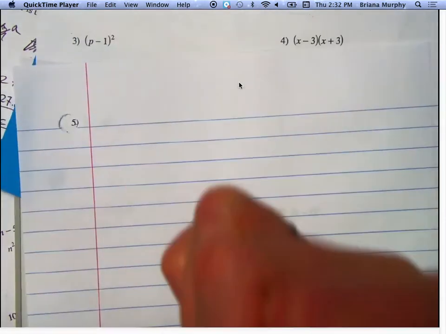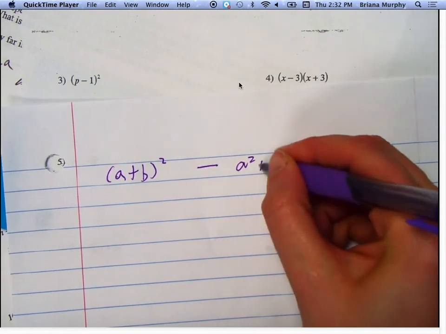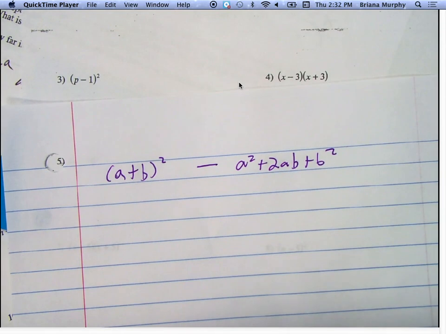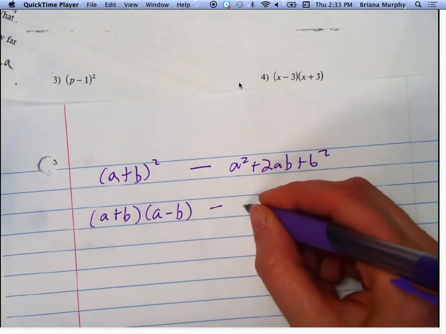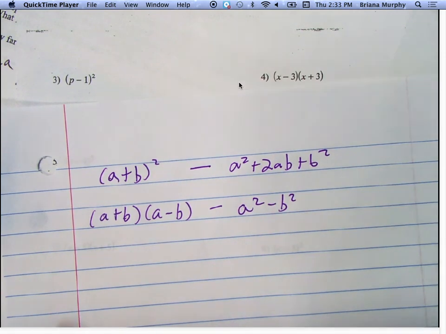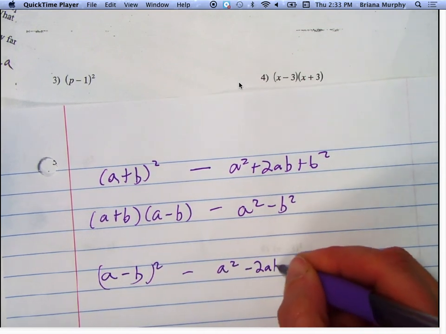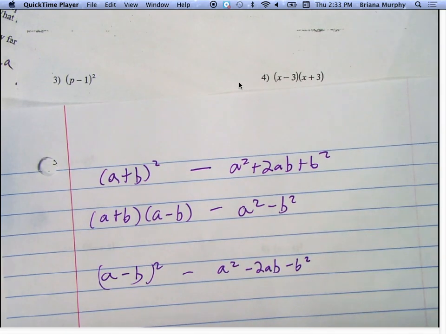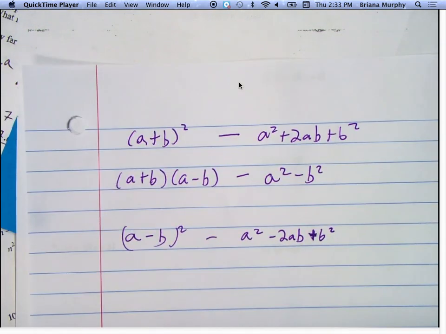The different ones is, if you have a plus b squared, it turns into a squared plus 2ab plus b squared. If you have a plus b times a minus b, you have a squared minus b squared. If you have a minus b squared, you have a squared minus 2ab plus b squared. How do you remember? I mean, I have it in front of me. Oh, it's a negative and a negative, it's a positive. There we go. So those are the three rules. They do make it shorter to do. It just feels long. It's not fun.